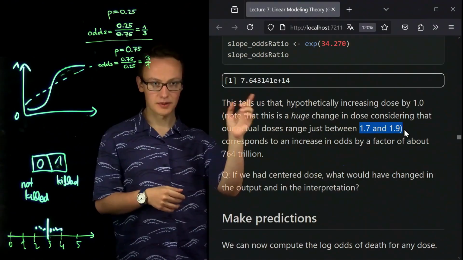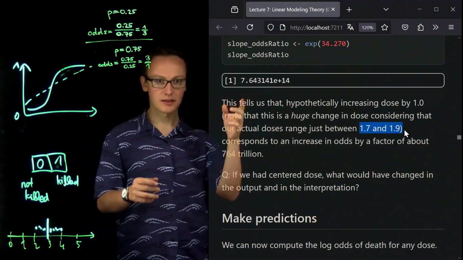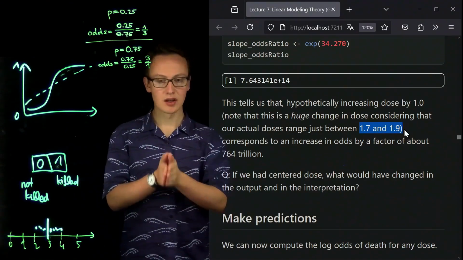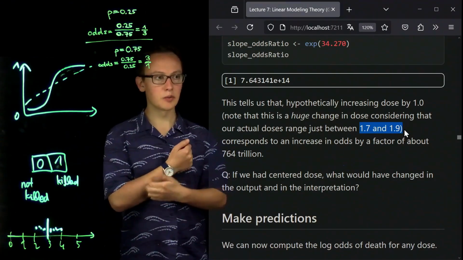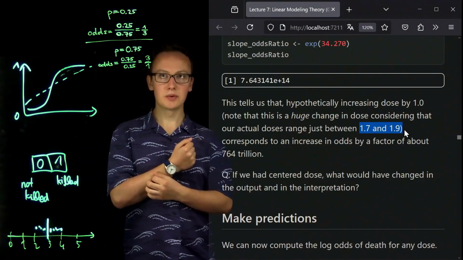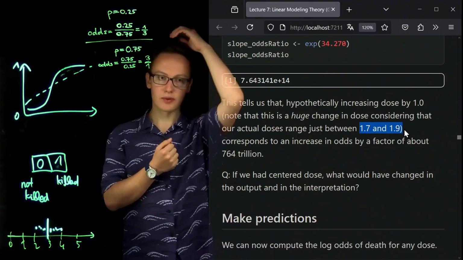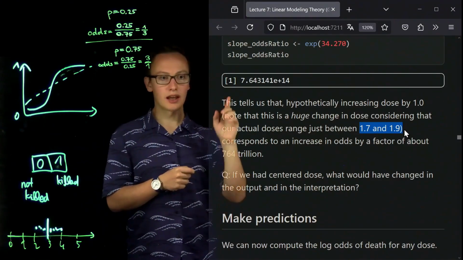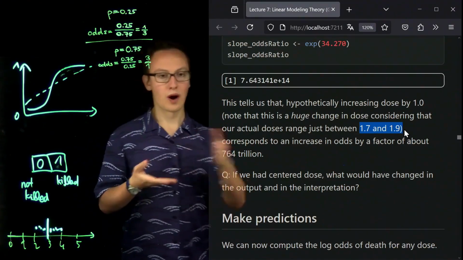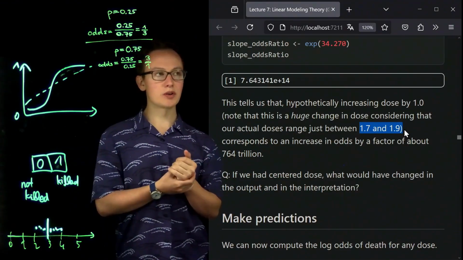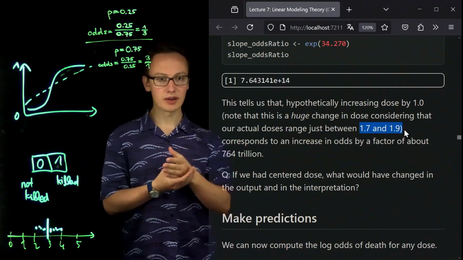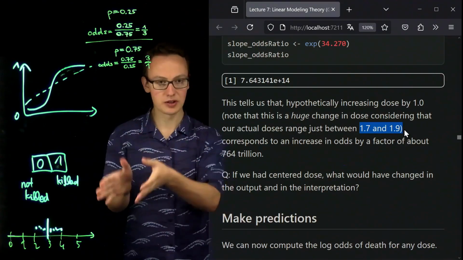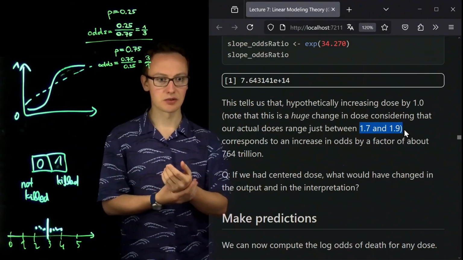So let us quickly try to understand how to read this. It would basically mean that if our original odds of a beetle dying were 1 against 2, which could be represented as a fraction, 1 over 2, 1 divided by 2, then an increase in dose of 1 unit would correspond to an increase in the odds which is a multiplication of our original odds by that 764 trillion.